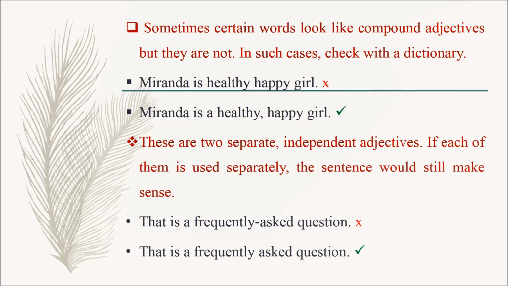Now look at the example sentence. That is a frequently-asked question. So this is an incorrect sentence. Why? Because they have used a hyphen in between frequently and asked. So the correct sentence is: that is a frequently asked question.